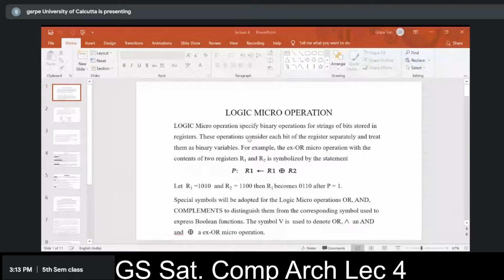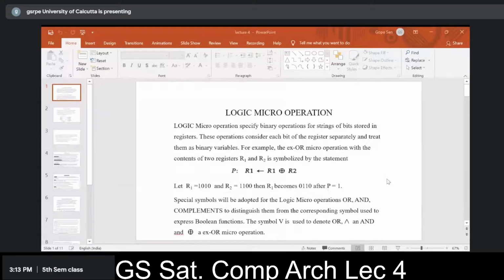One of the logic micro operations is the XOR micro operation. If we want to execute an XOR logic micro operation between the contents of 2 registers R1 and R2, then they will be symbolically represented like this: P colon R1 exclusive-OR R2, and the result goes to either R1 or R3. So if R1 is 1010 and R2 is 1110, then after the logic micro operation is executed, R1 will become equal to 0100 when P is equal to 1.